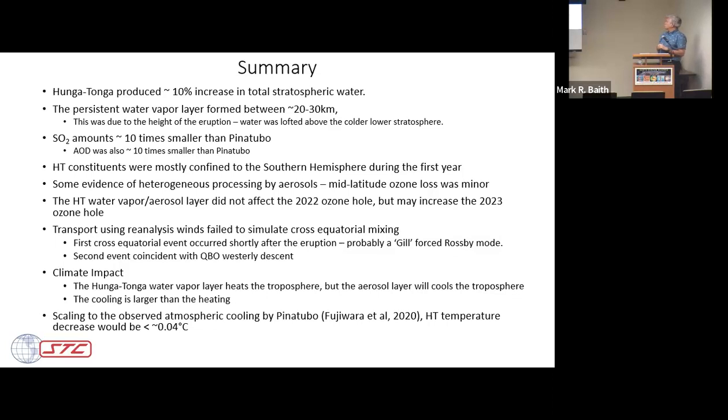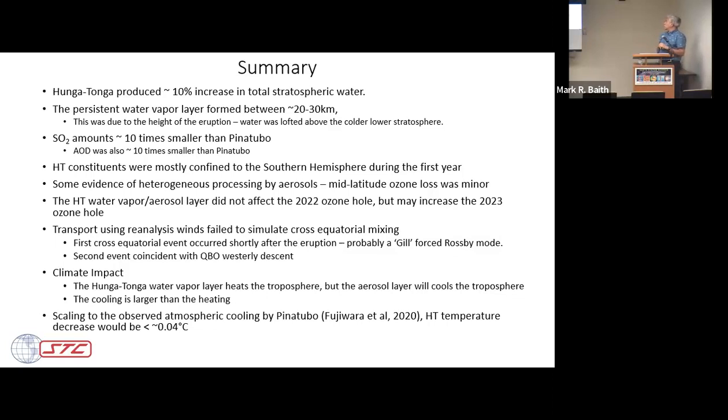happen. Transport using the reanalysis winds failed to simulate the cross-equatorial crossing at the beginning of the eruption. It's probably because there's a forced Gill mode, a Rossby mode, that was generated. I forgot to mention that the Gill modes will propagate with the disturbance. In fact, if you look at the phase propagation of those waves that I showed you, they propagate with the disturbance. The second event of equatorial crossing appeared to be associated with the QBO descent. At least it isolated the water vapor and the aerosols.